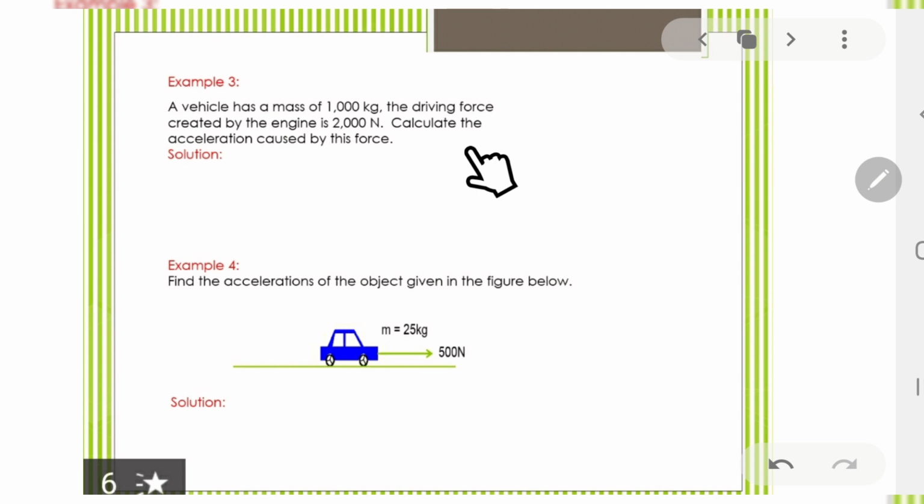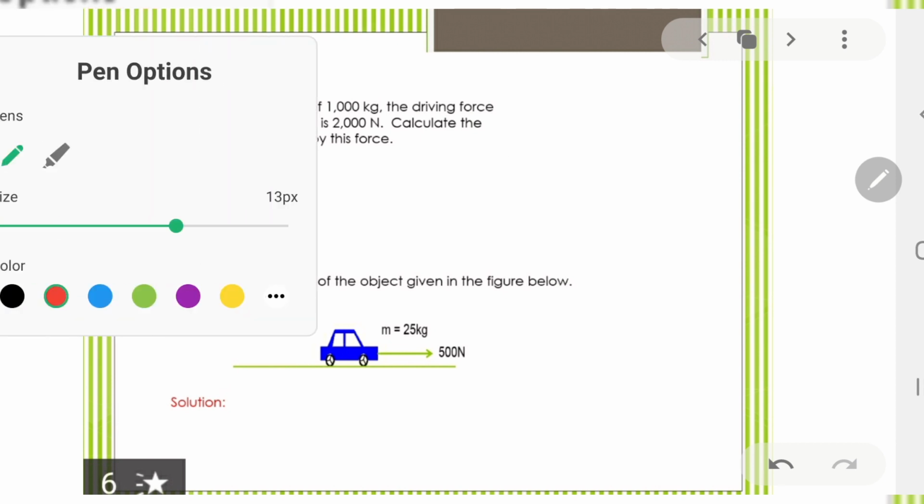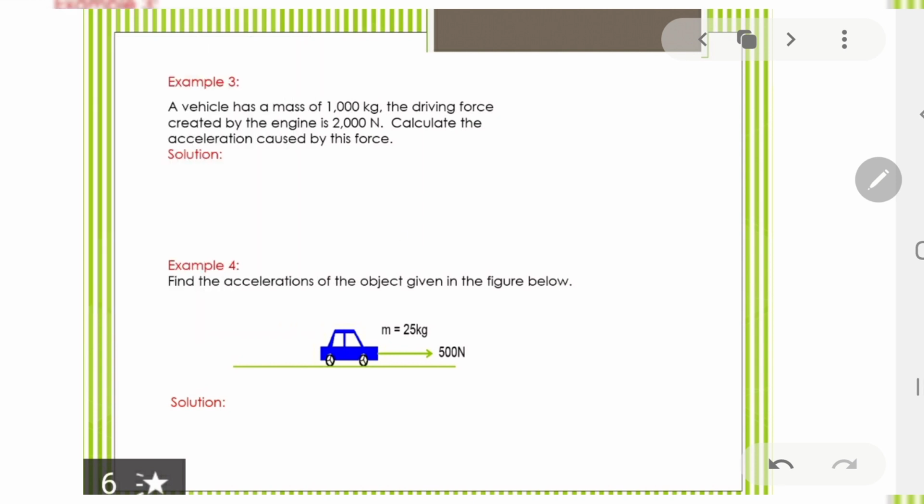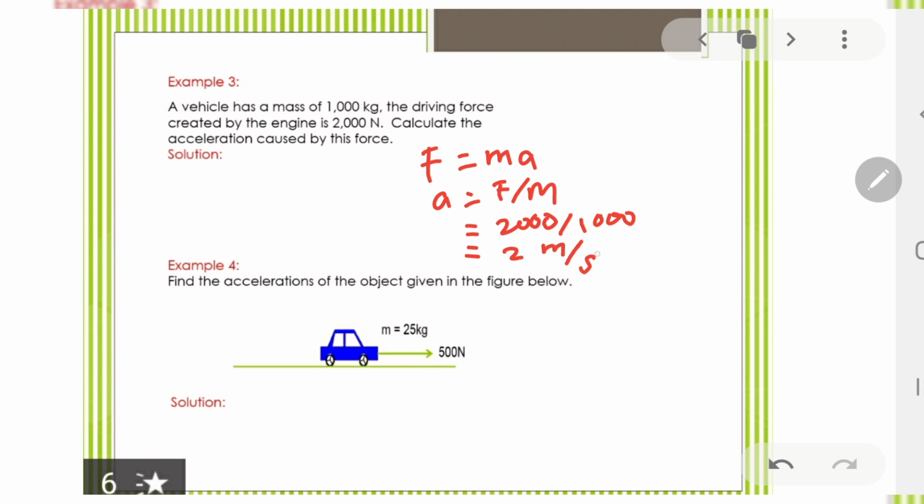So here we have mass equal to 1000 kilogram, using the SI unit. The engine force is 2000 Newton, also using SI unit. So you can continue with the calculation. Here we use the formula F equal to ma. We want to find the acceleration, so we rearrange this formula and you will get a equal to F over m. So 2000 divided by 1000 kilogram is equal to 2 meter per second square. Okay.